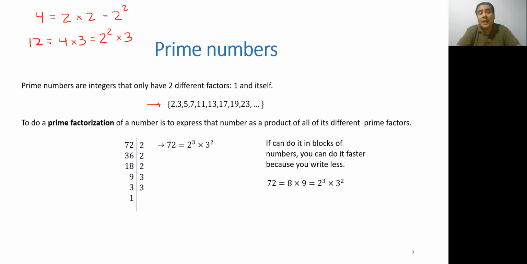So you see any non-prime number, also called composite, can be factored or can be expressed as the product of prime factors if the number is not prime. Okay, so the prime factorization, finding this product of prime factors for any given integer, you can do it old-fashioned, like old school, but this is time-consuming. Okay, if you can do it in blocks of numbers, you can do it faster because you write less.